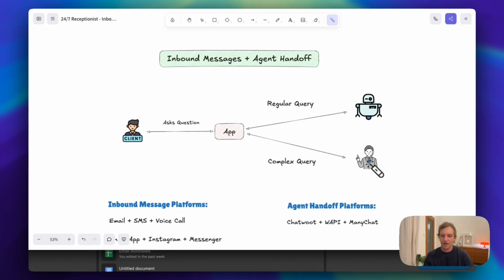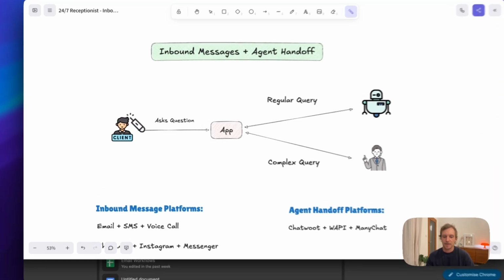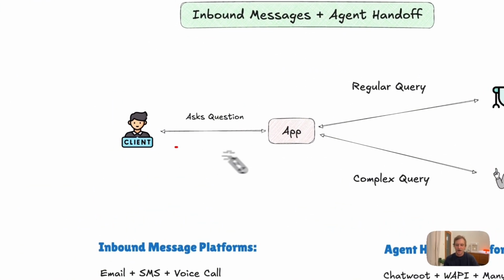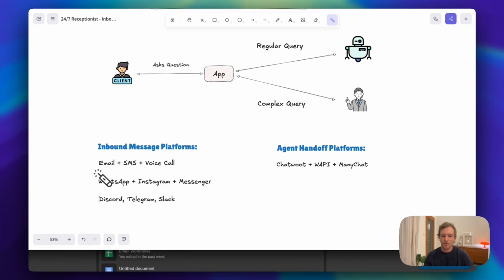So inbound messages and agent handoff, this is a really important topic to talk about. We have a little client here asks a question via an app. So we have multiple apps that can be used. So we have message inbound platforms such as email, SMS, voice call. So these are the traditional platforms that people have been using to communicate via the internet for a long time. Then we have the Meta apps such as WhatsApp, Instagram, and Messenger. And then we also have other apps as well, such as Discord, Telegram, and Slack.